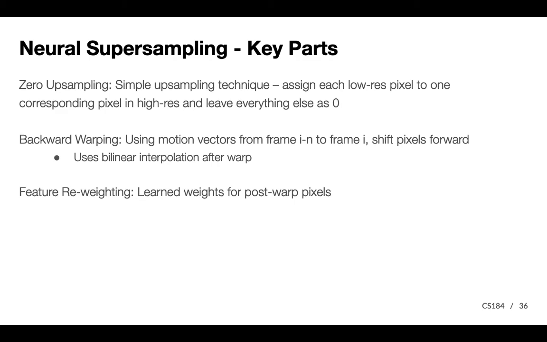And then finally, feature reweighting is basically, well, after we do this warp, not all pixels necessarily are going to be good, right? So some pixels won't look good, some will be warped incorrectly, making the picture look weird, things like that. And so what this feature reweighting network does is it learns weights for these pixels that tell us how much we should trust them. So low weight means this pixel has been warped weirdly and should not be trusted. Okay, and so those are the key parts.